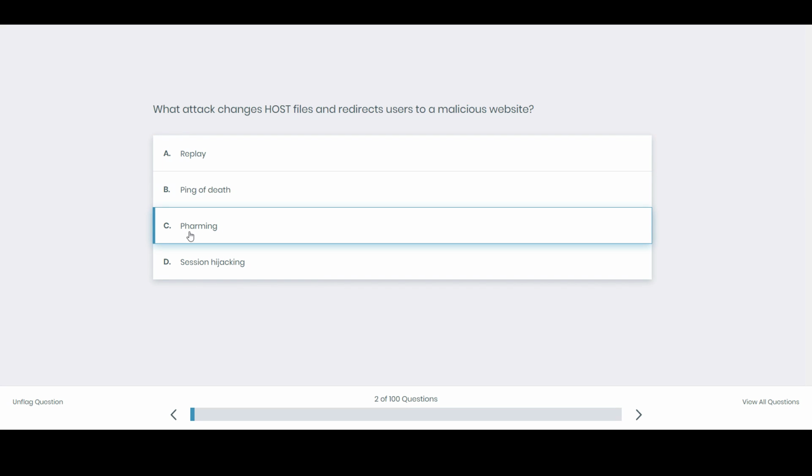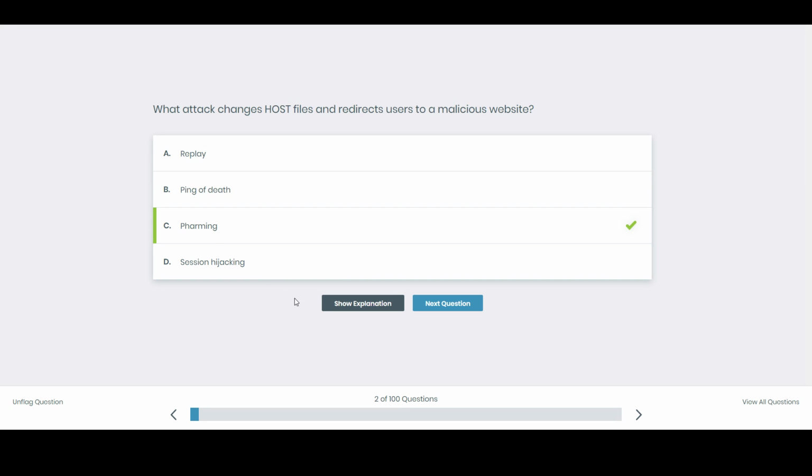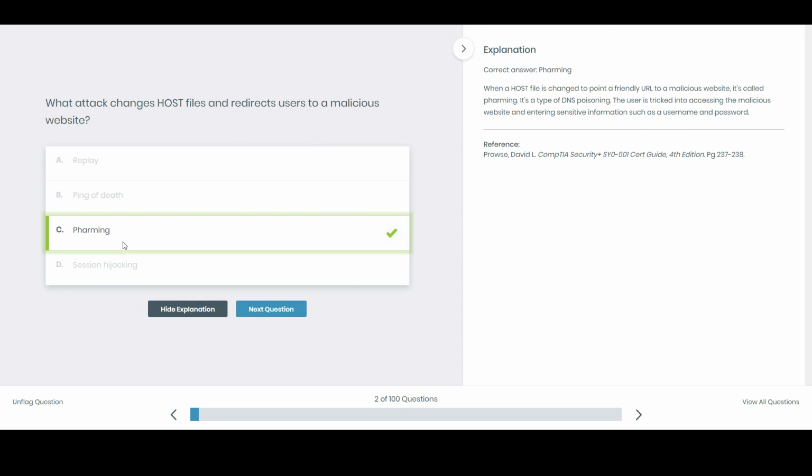No, not this one. Maybe pharming. I'm not sure about this one, but I'm going to guess this is C. Oh wow, C. Okay, that's a wild guess.